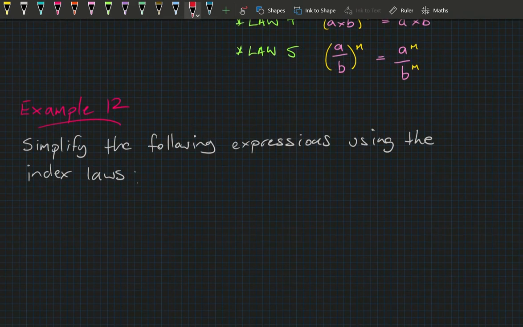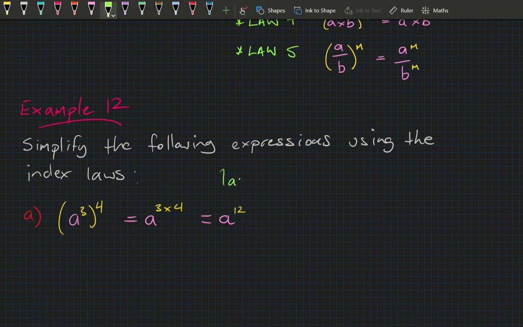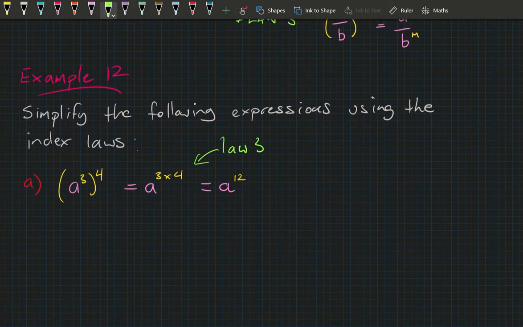In part A, the expression is a to the 3 raised to the power of 4. So this is just simply a matter of using law 3. So that's just equal to a to the power of 3 times 4. And 3 times 4 is 12, so that's equal to a to the power of 12. And all we've used here is law 3. So that was pretty straightforward.